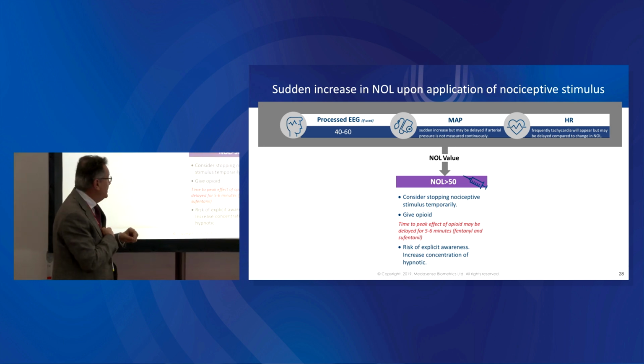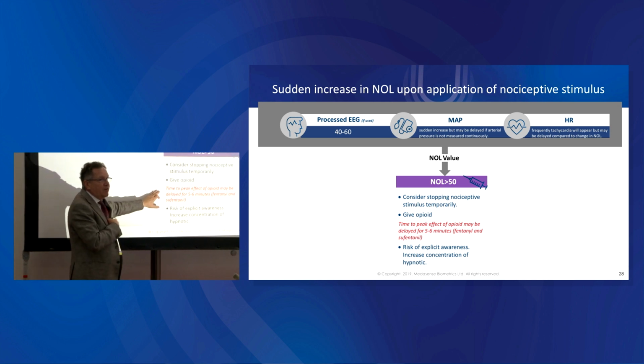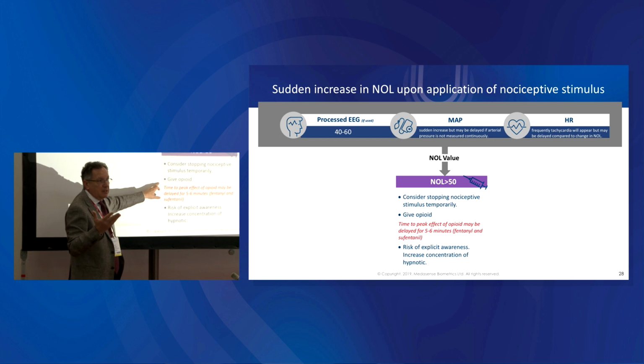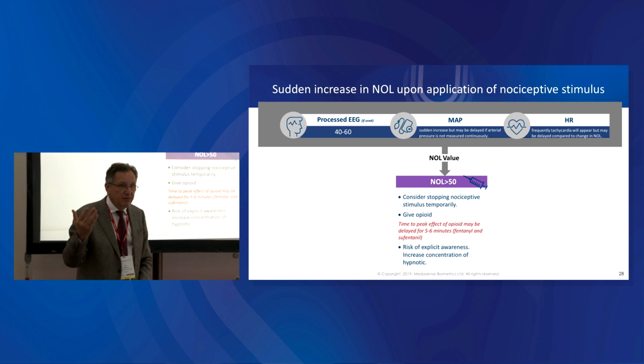opioids is still valid. And do not forget that the time to peak effect, if you're using fentanyl or sufentanil, is about 5 minutes. Okay? So if you will not overdose the opioid, you will need to wait a little bit. This is why you temporarily stop the nociceptive stimulus. If there's no problem in increasing the dose or the concentration of opioids, such as with remifentanil, then this is not an issue.